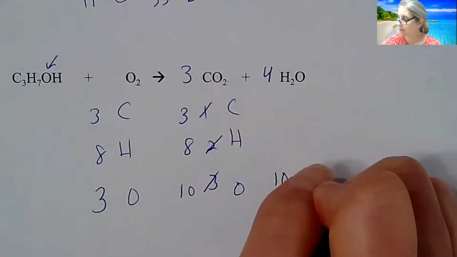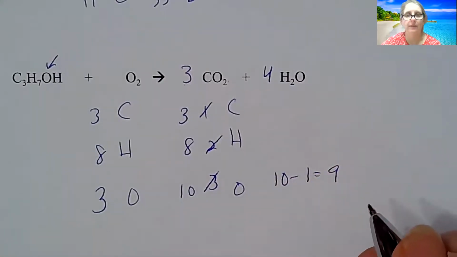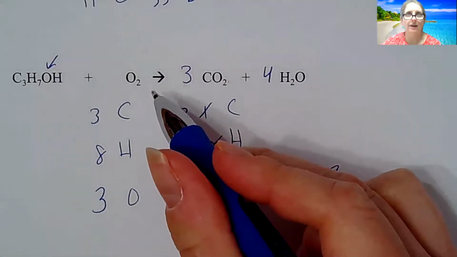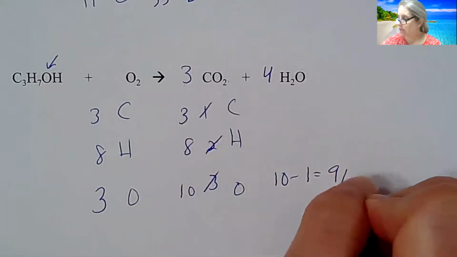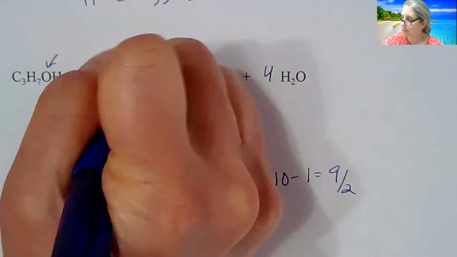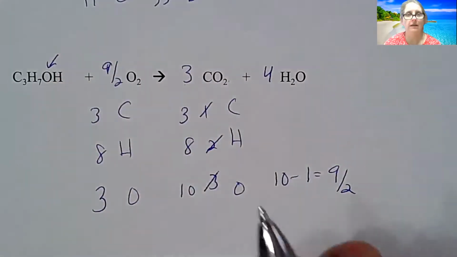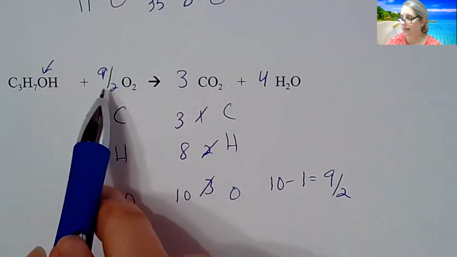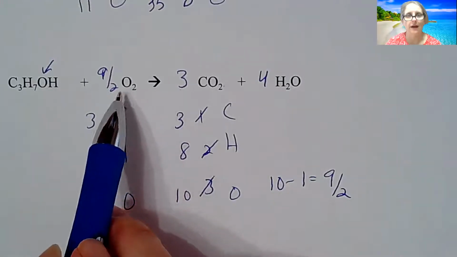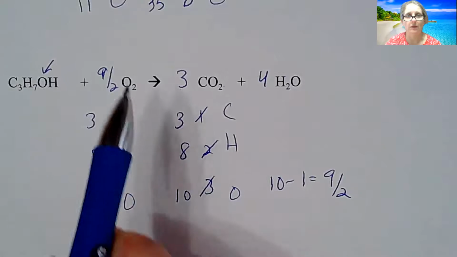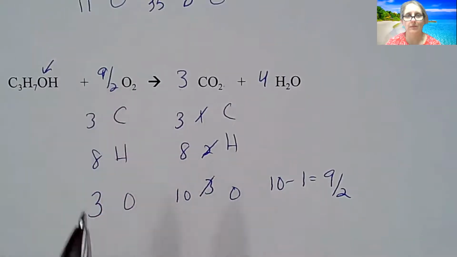So I'm going to take 10 minus 1 is going to give me 9. So I need 9 oxygens overall. So I can't really do that with the 2. So what I'm going to do is put a 9 halves in front of that, kind of let myself know that I need about a half of oxygens in there in order for it to work. Because if I multiply this by 2, I end up with 9.